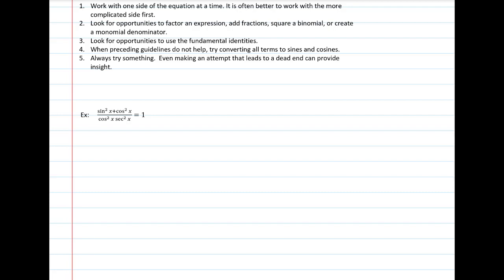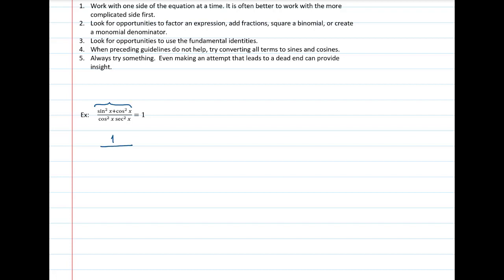Okay, here's an example of an identity that we want to verify. And we're going to go through the guidelines here to see how this works. So first, we want to pick a side here. And remember, the rule of thumb was to choose the side that looks more complicated. And clearly for us in this example it is the left. So we're going to start on the left. We're not going to do anything on the right side.